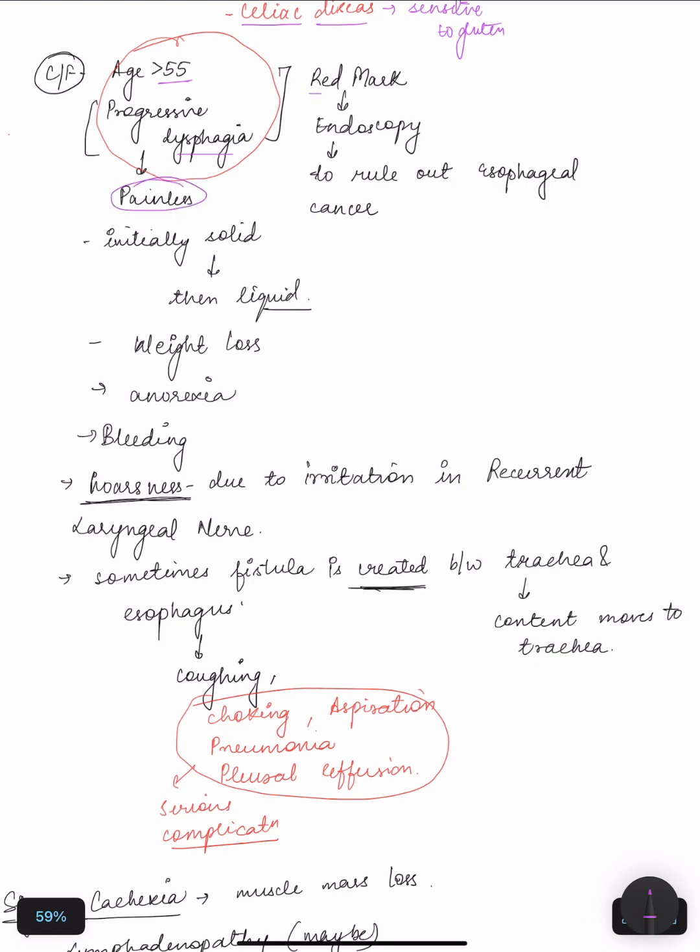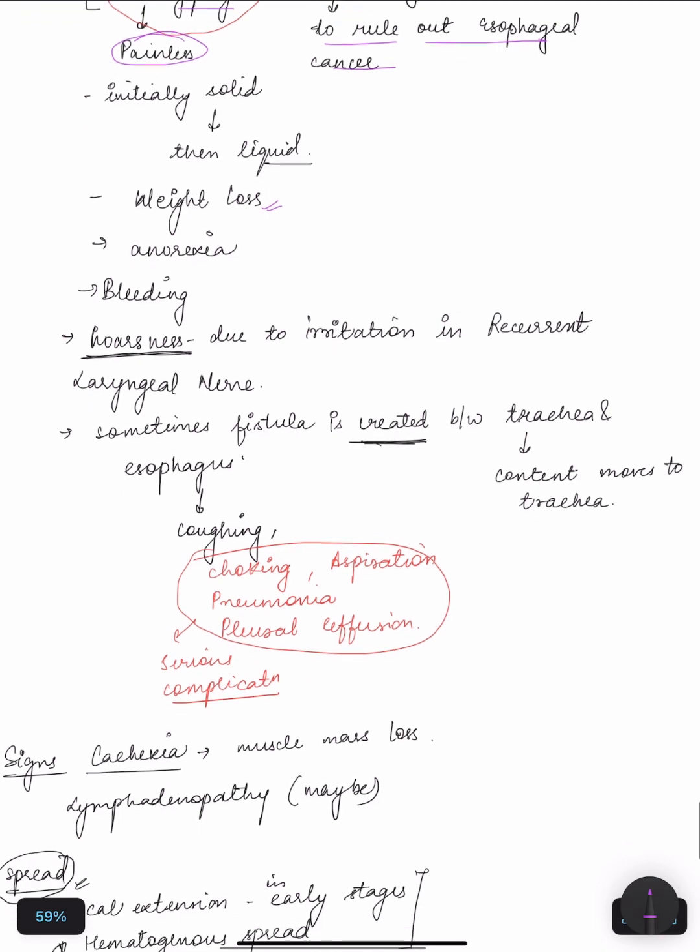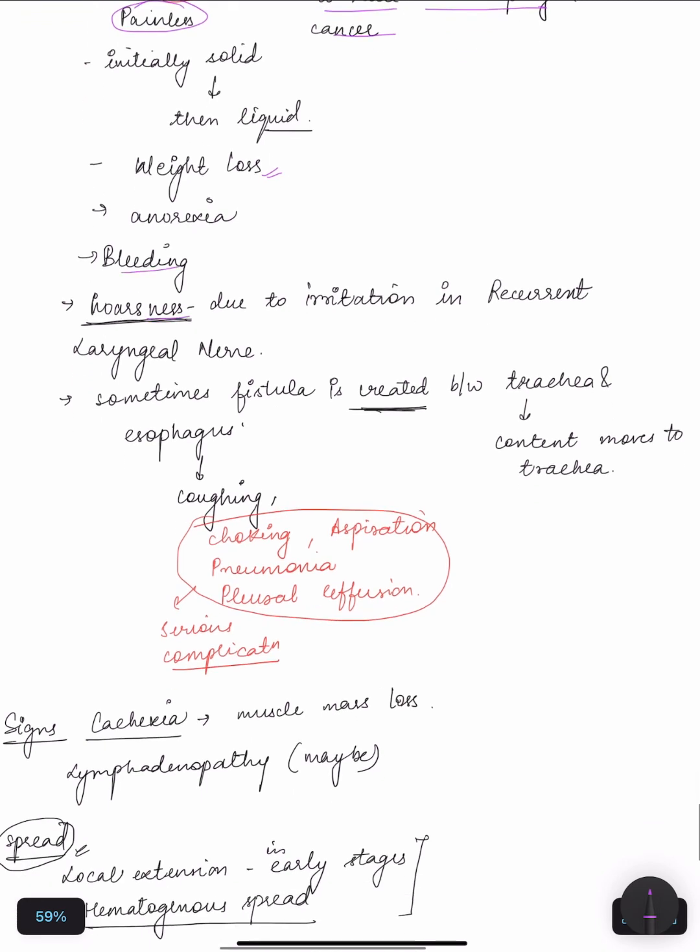is present, so it is a red flag for endoscopy and to rule out esophageal cancer. Initially the person is having problem with solid food, but then gradually with liquid food. Weight loss, if a patient is not taking any food, so weight loss will be present. Anorexia, bleeding, hoarseness due to the irritation of the recurrent laryngeal nerve.